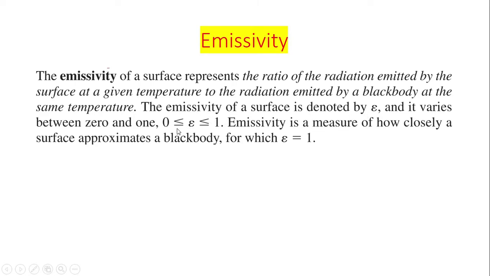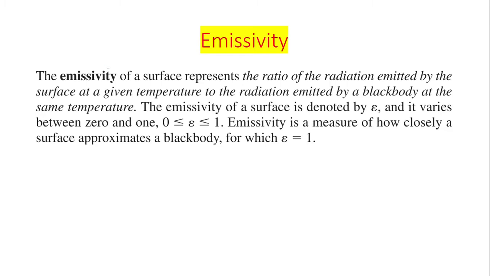So it may be 0 and it may be 1, and the values always lie between 0 and 1, and there will often be a fractional value between 0 and 1. It may be 0.1, 0.5, 0.7, etc. So the emissivity is a measure of how closely a surface approximates a black body. For a black body, the emissivity is equal to 1.